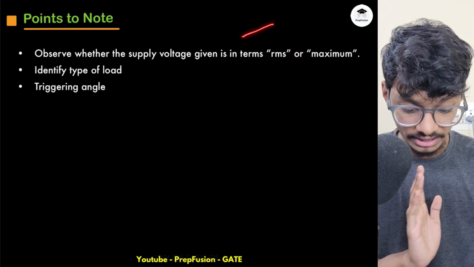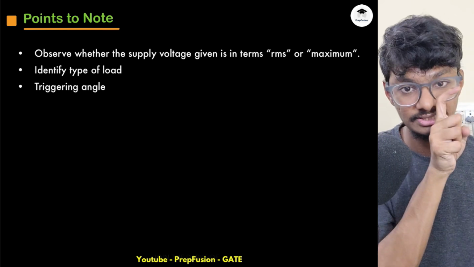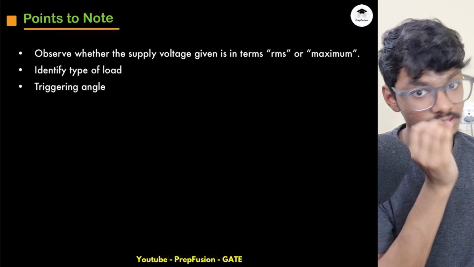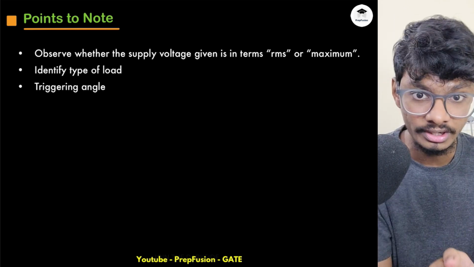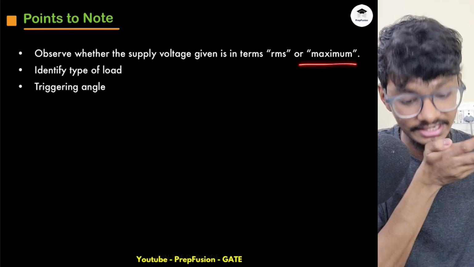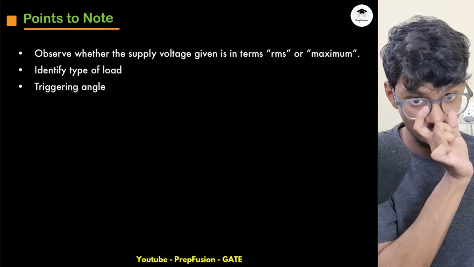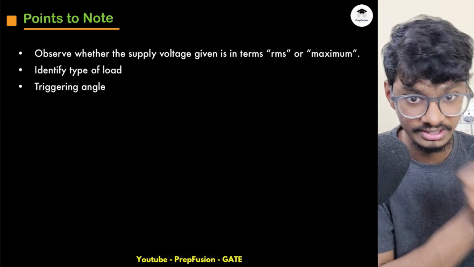So carefully look at the supply, whether it is defined as peak or RMS, because if you make a mistake in that, you will remember all the formulas, everything you will do correctly, but because you assumed it as maximum and it was supposed to be RMS, you got the answer wrong. So just try to analyze the supply, look at the supply carefully.